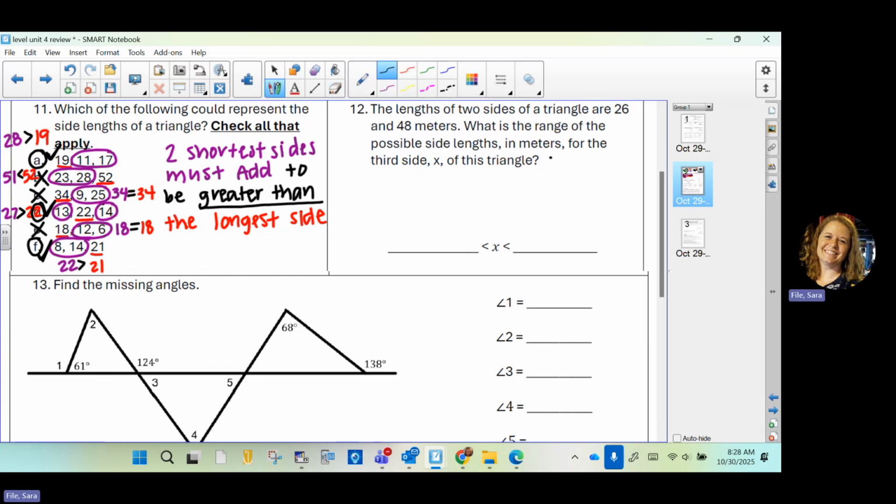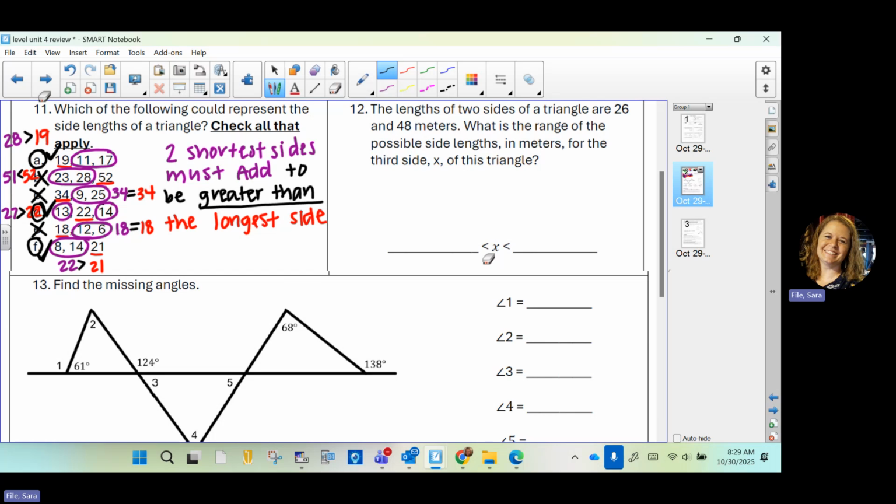All right, so this one says the lengths of two sides of a triangle are 26 and 48 meters. What is the range of possible side lengths in meters for the third side X of this triangle? So X is the missing side. We don't know if it's supposed to be the longest, the shortest, or the middle length. So we have to find a range of possibilities of what it could be.